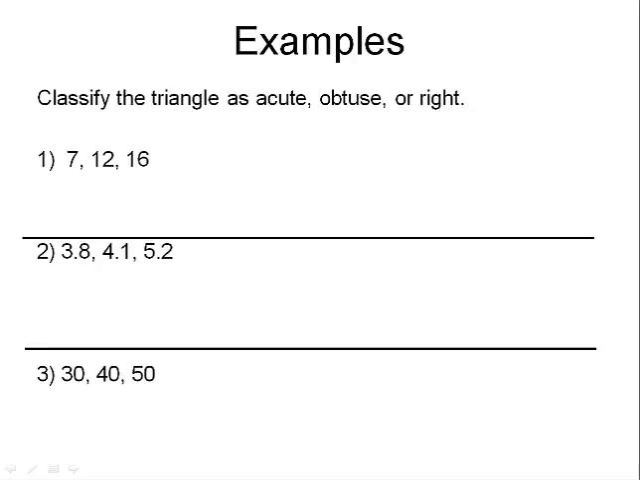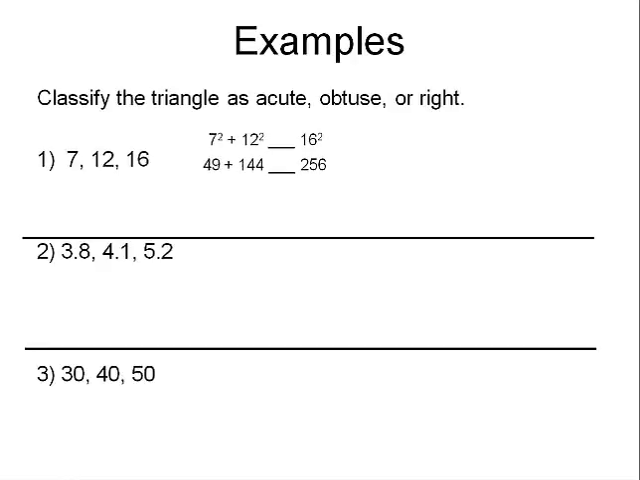First one says, classify the triangles as acute, obtuse, or right. So we're going to plug these into a squared plus b squared, and we're not going to know if it's equal to, less than, or greater than c squared. That's what we have to figure out. Now c is always going to be the longest side, the biggest number. So on number 1, 16 will be c, and 7 and 12 are a and b. So we're going to take 7 squared plus 12 squared, and we're not sure if it equals 16 squared.